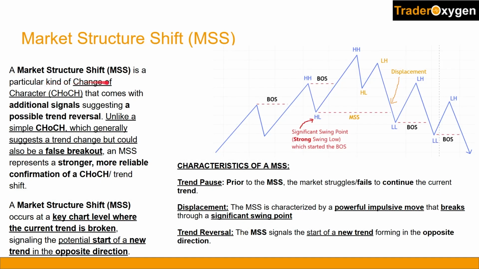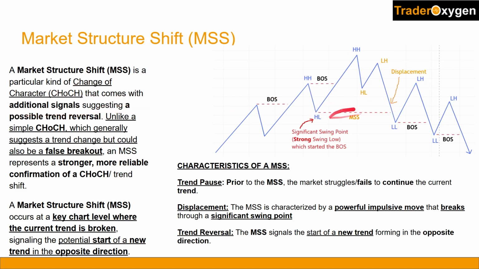Market structure shift is a type of a change of character. So in the previous section video we discussed what's a change of character. So market structure shift is a type of a change of character, but with some additional signals suggesting a possible trend reversal. So if you remember the change of character we discussed in the previous video, change of character also signals a possible trend reversal, like see this uptrend and the trend is now reversed to a downtrend. So even a change of character signals that.